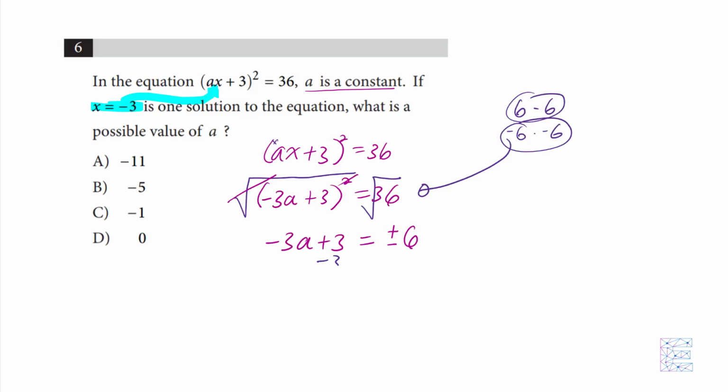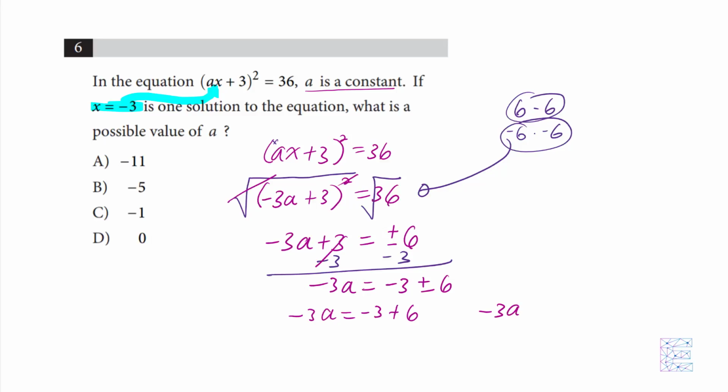We're going to subtract 3 from both sides to get a by itself. So the +3 and -3 cancel. We have -3a = -3 ± 6. I wrote it horizontally because it's probably easier to read it that way. And as you can see, we'll have two answers here. So we will have -3a = -3 + 6. We'll finish this in a moment. And the other option is -3a = -3 - 6. We have to account for the plus 6 and the minus 6.